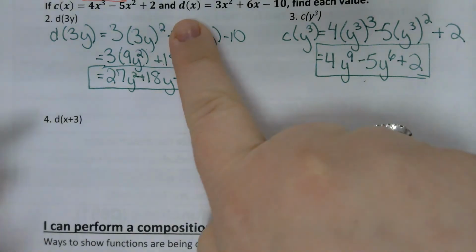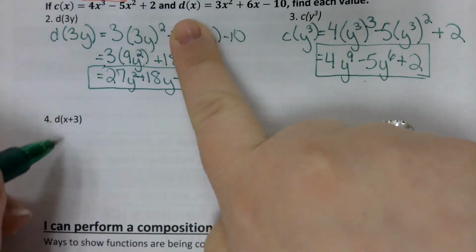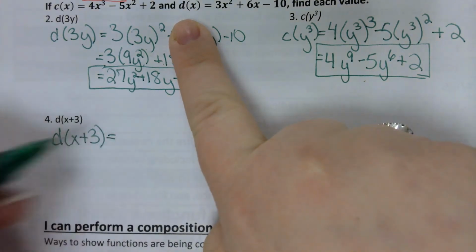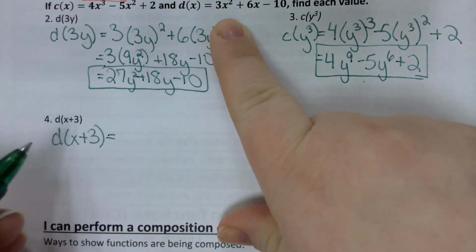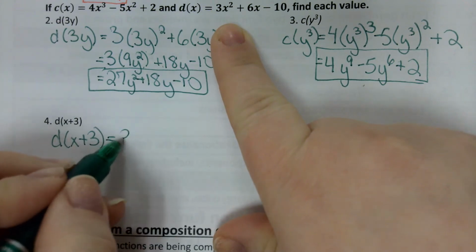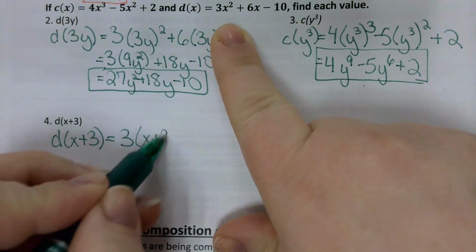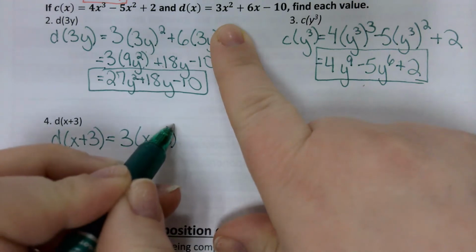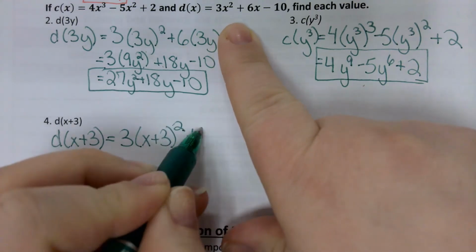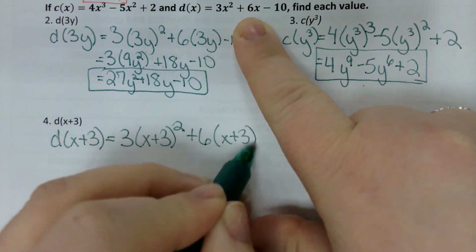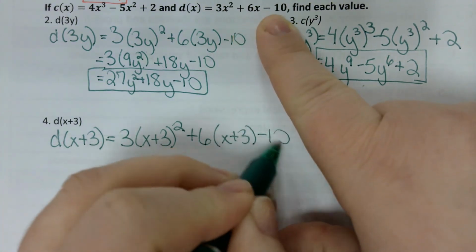So we'll use the d equation like it asks us to, and we want to find d of x plus 3. That means that we're going to plug in x plus 3 into each of these x's. So 3 times x plus 3 in parentheses squared plus 6 times, there's another x, so x plus 3 minus 10.